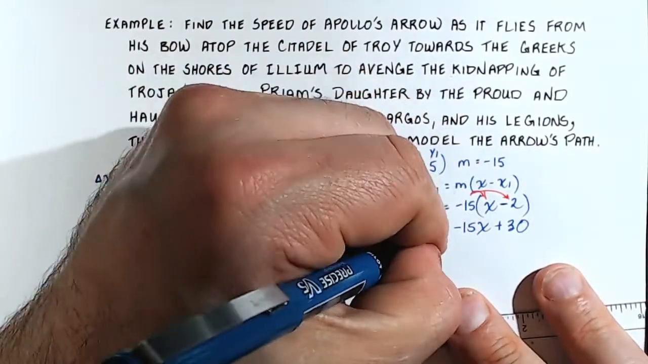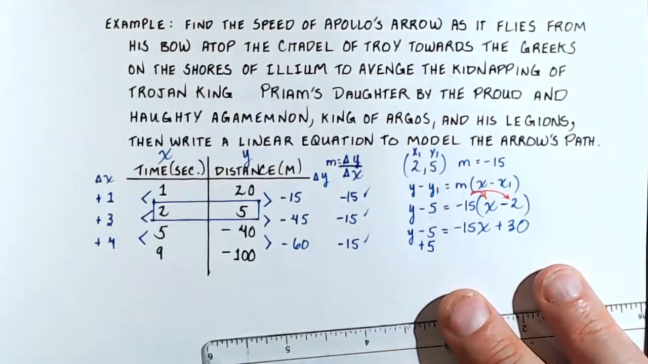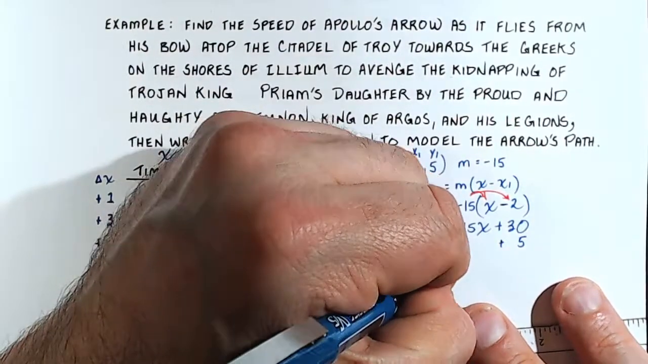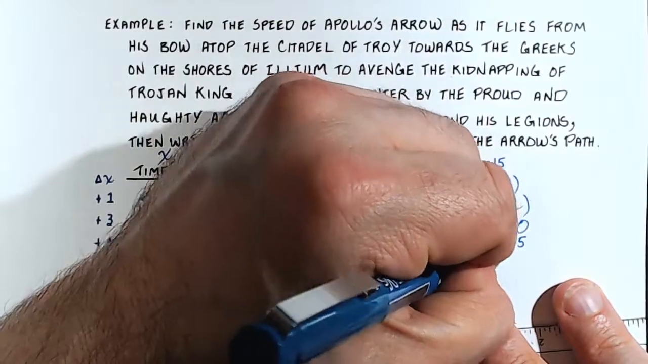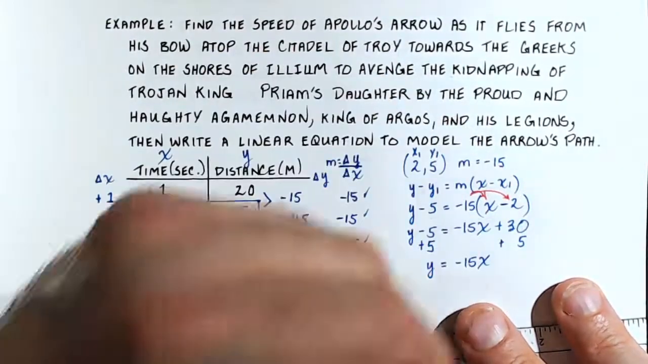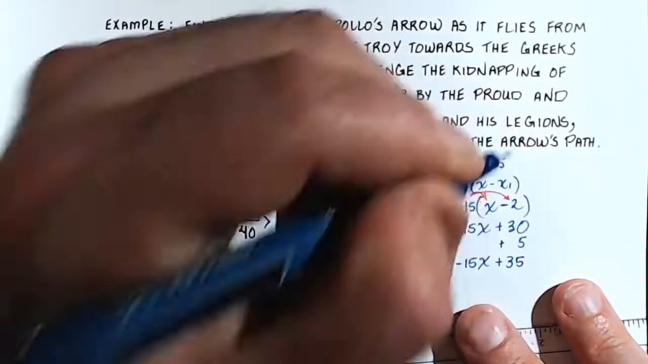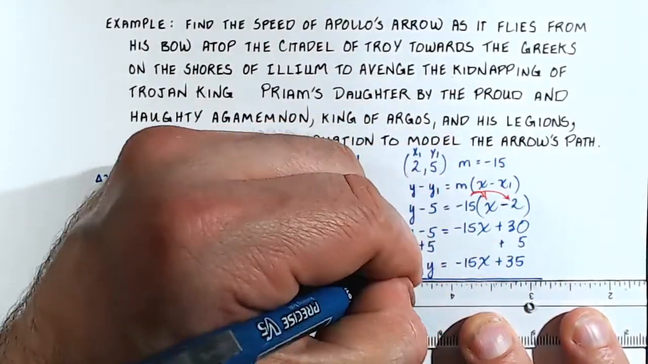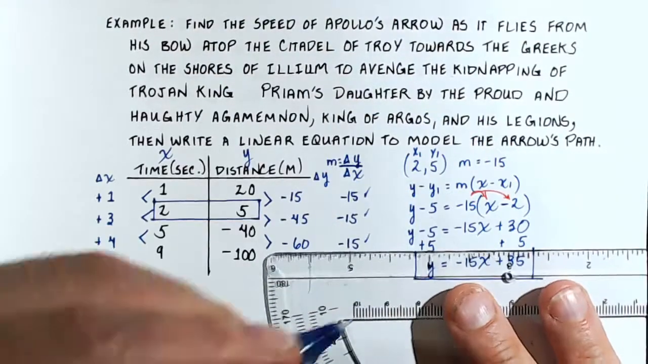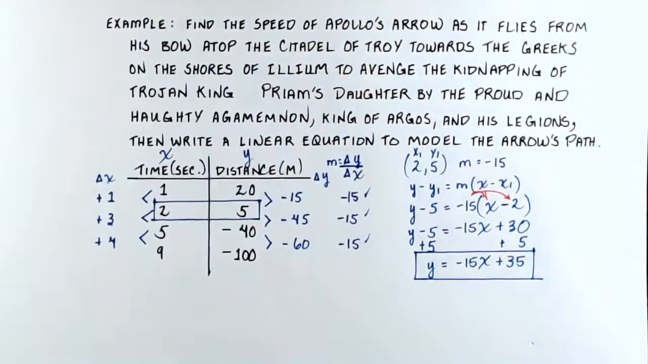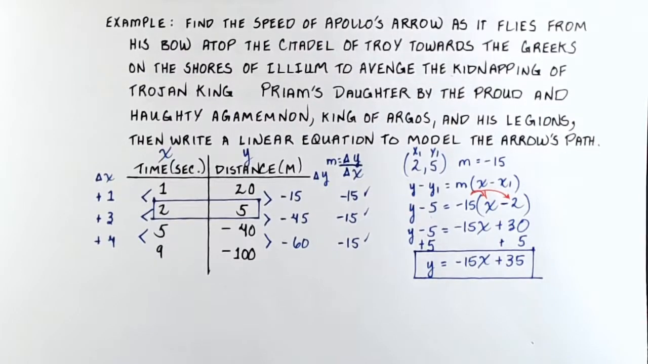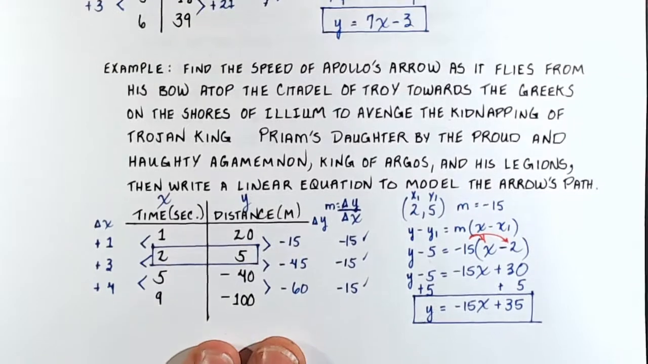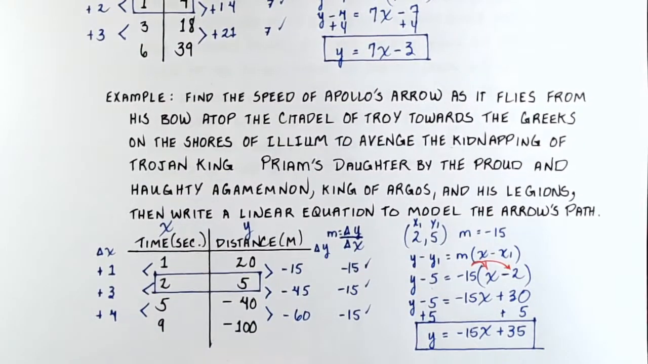Okay, so now I need to add 5 to both sides. And I get y equals negative 15x plus 35. And that's the equation for Apollo's arrow. Cool. That's this example worked here. I'll let y'all finish writing that. I'll just bring it here so you can see it.